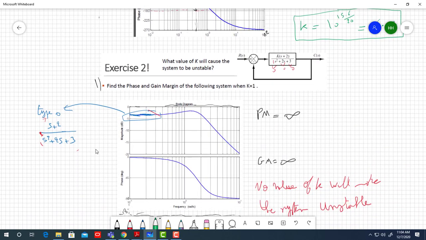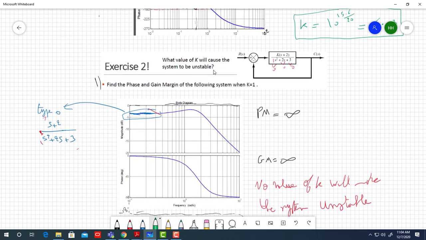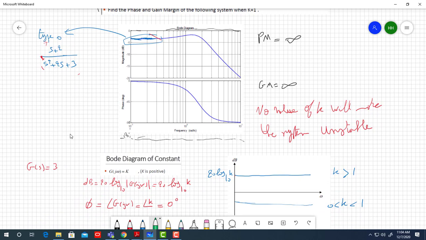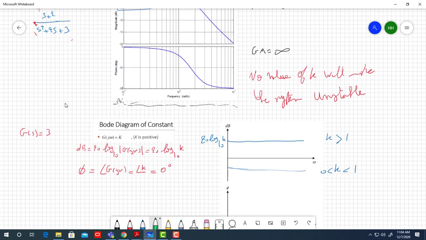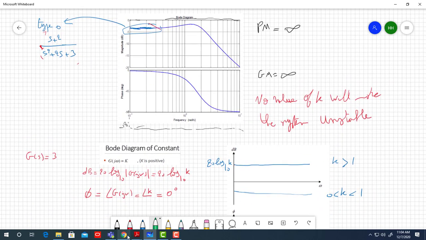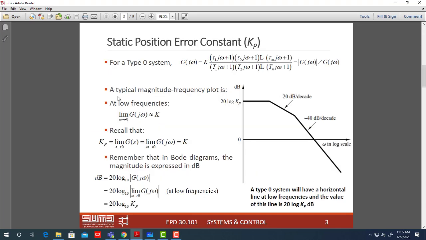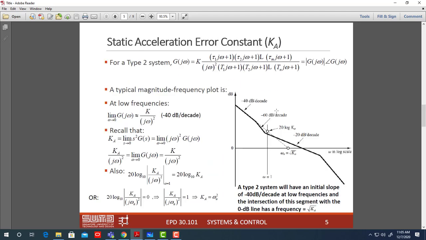Also, we did another exercise to find k, and we found that no value of k will make the system unstable. So all values of k will keep the system stable. There is no k that makes the system unstable. This was in our chapter which we call interpreting Bode diagram, which is very important for controller design and also for system identification, as we will see later. So this chapter is really very important.